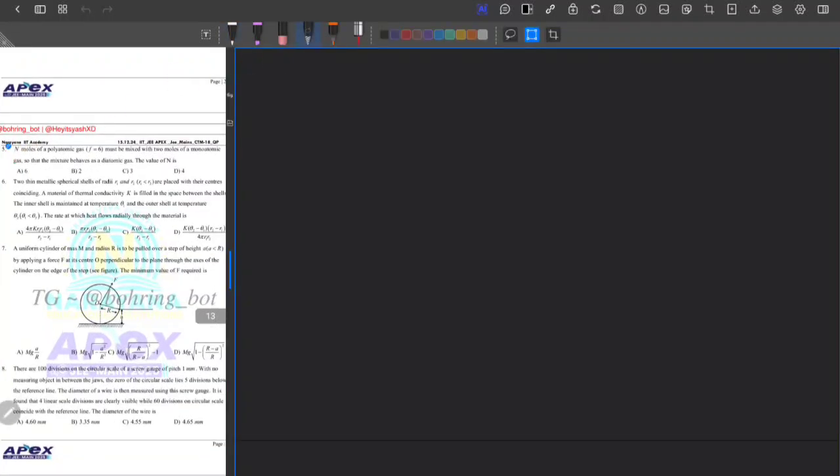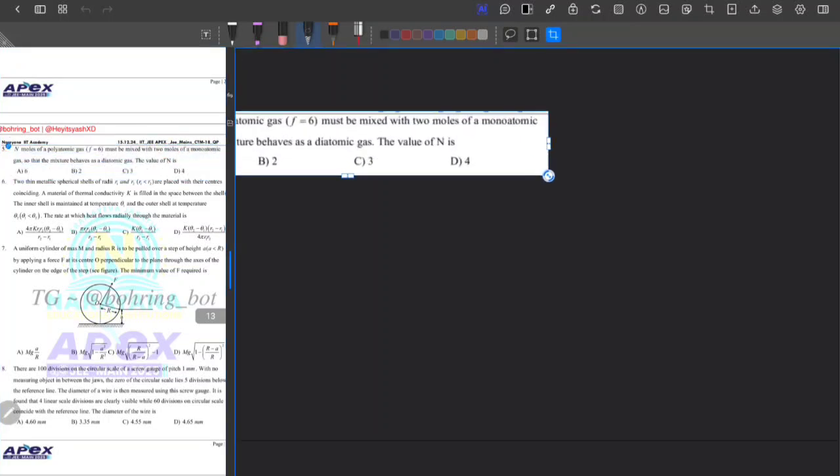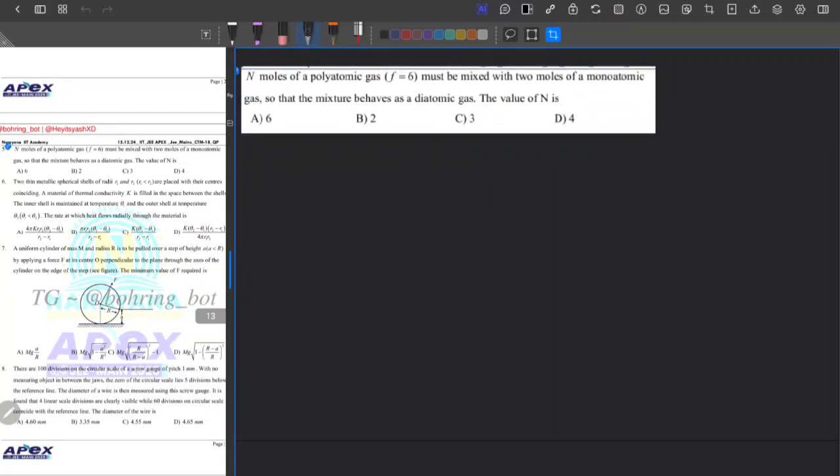There is a question number 5. The question number 5 is from KTG. Let me take it out. This is the question number 5. This question is, n moles of polyatomic gas, f equal to 6, must be mixed with 2 moles of monoatomic gas so that the mixture behaves as a diatomic gas. The value of n is.